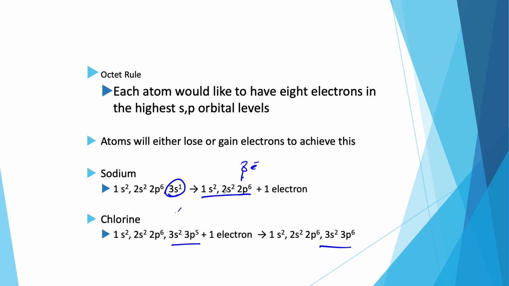And same thing with sodium. It's down to this, and it will not react any further. It doesn't want any extra electrons, and it won't give up any more. For chlorine, you can't take away any electrons; it's hard to do, and it doesn't want to add any more. So we call this the octet rule: 8 electrons in the highest s and p orbital level, the valence shell. And we want to have 8 in there.